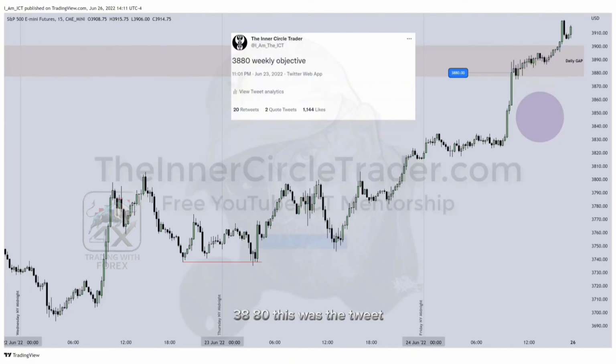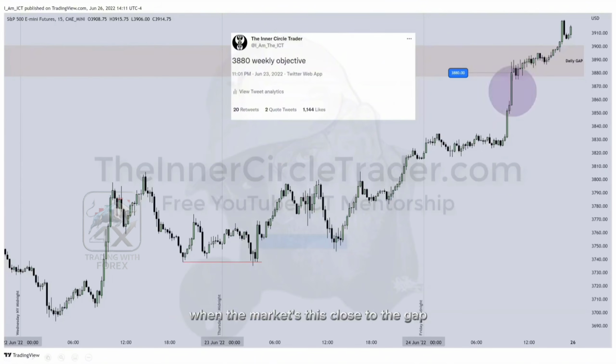38.80, this was the tweet. You can see the time on the 23rd, so right in here, right about in there. And the market consolidated. Because it's consolidating, I don't expect it to drop down, because everybody wants it to go oversold. They want to see some kind of harmonic pattern, a Gartley, a bullish divergence in some indicators, something to that effect.